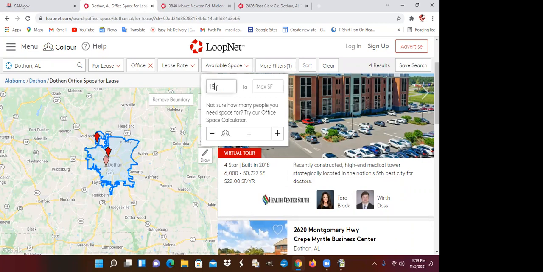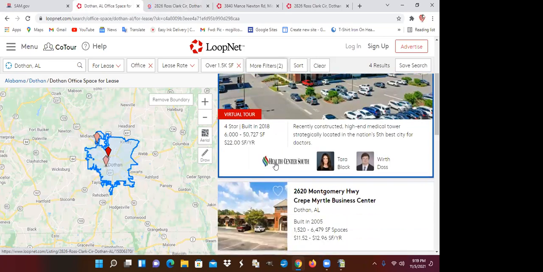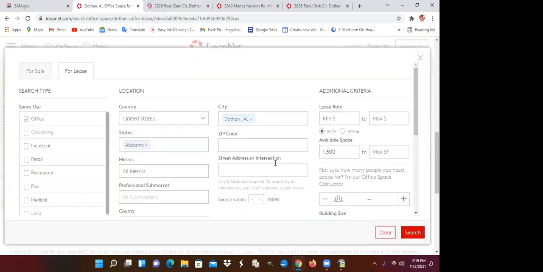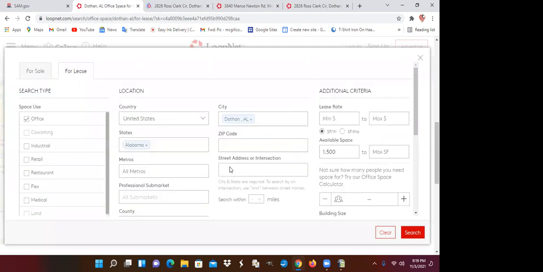Put the max for 2,000. 2,000, yeah. See, they only got a few on here. Yeah, you can go through there and actually do the demographics to what you're looking for. You know what I'm saying? You can do it by zip code, address, and all that kind of stuff.